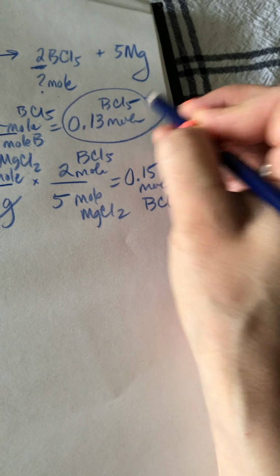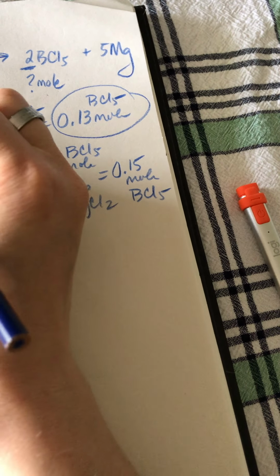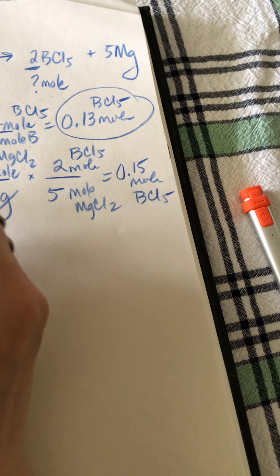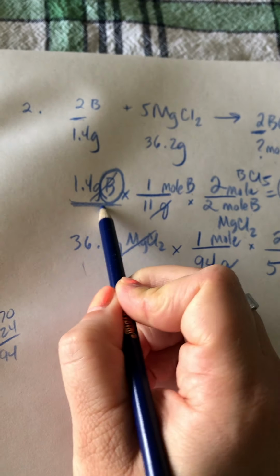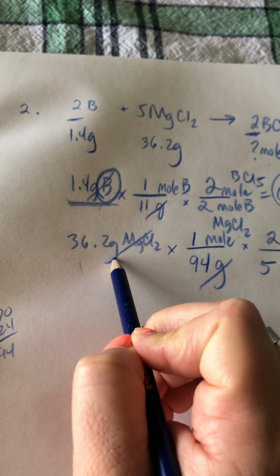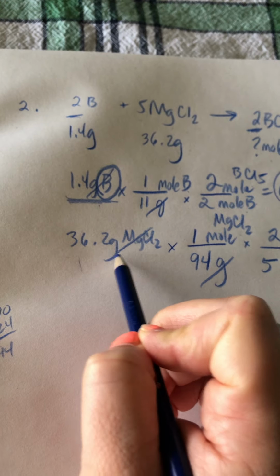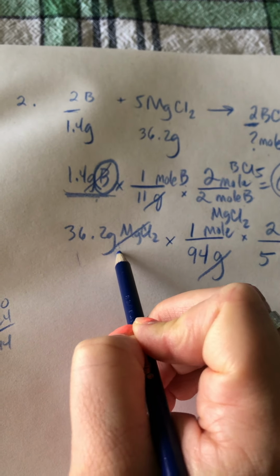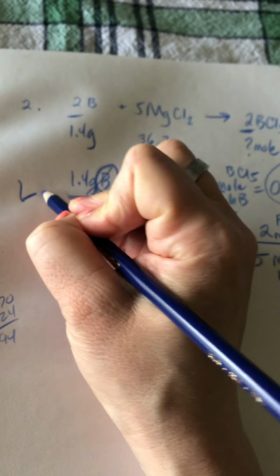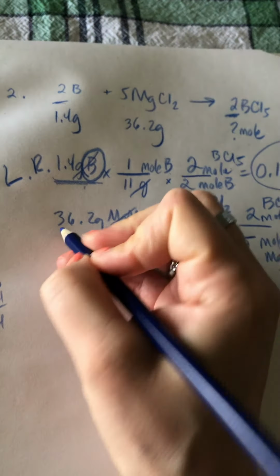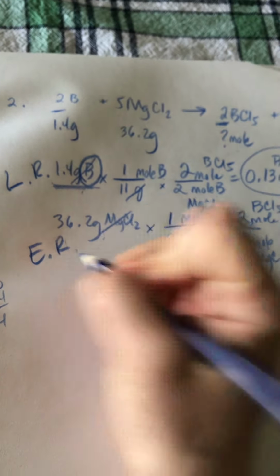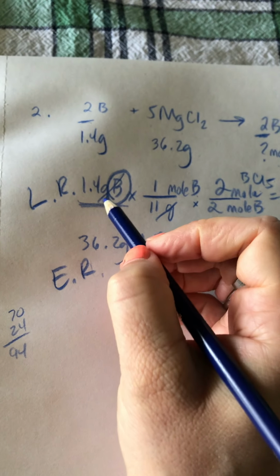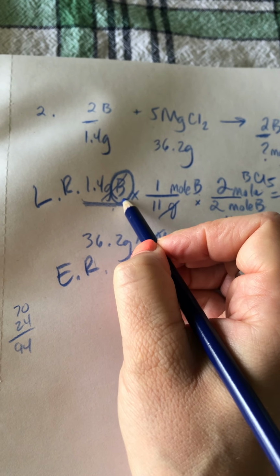This is smaller. So that means the limiting reactant is boron. You're going to use all of the 1.4 grams of boron. You're not going to use all of the 36.2 grams of magnesium chloride because you don't have enough of the boron to react with all of the magnesium chloride. This is the limiting reactant, usually abbreviated LR, and this is the excess reactant, ER. So you put B for number 2.